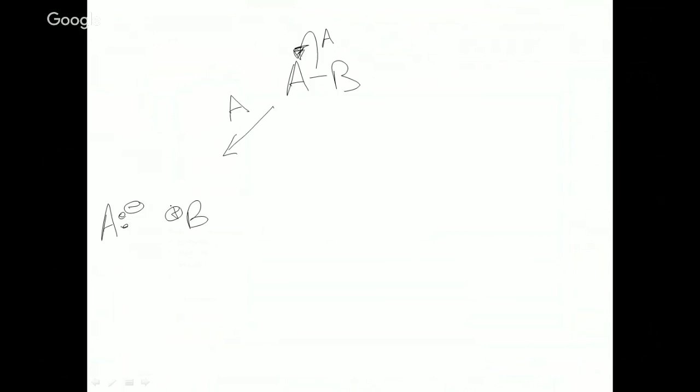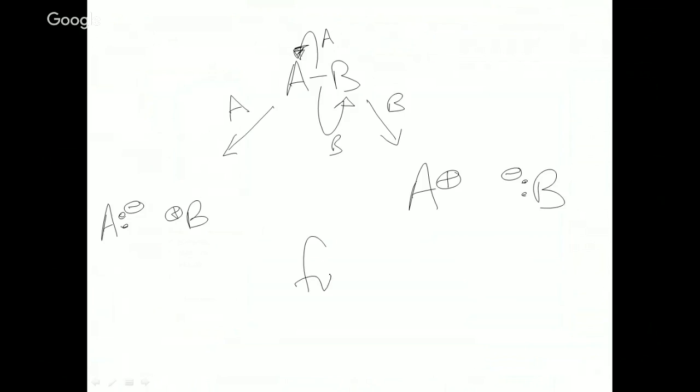B is then a cation left behind. So the bond is breaking heterolytically, non-uniformly. Whereas in pathway B, notice the full arrow, B is getting the electrons. We have A plus and B minus. This is much more common. We use full arrows. Full arrows indicate two electron movement.